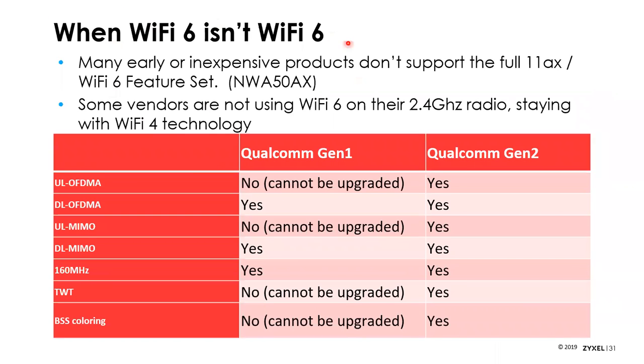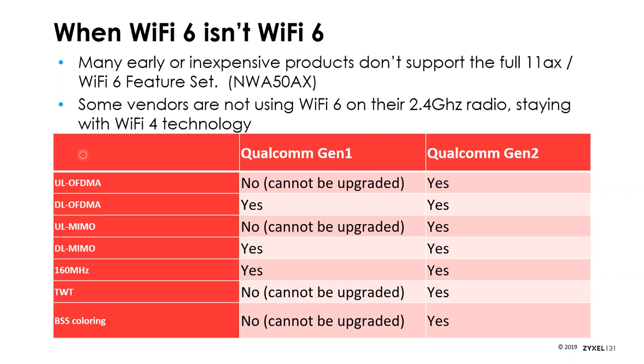So I want to talk a little bit here about Wi-Fi 6. When you're out there looking at Wi-Fi 6 products, not all products are going to support the full Wi-Fi 6 feature set. There's two reasons why this happens. One of them is because the devices are using older chips. A lot of vendors rush to market with products marketed as Wi-Fi 6 that were using chips that just don't support all of the features. They weren't available yet.